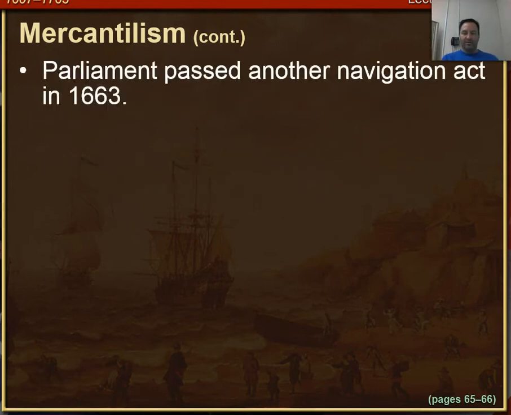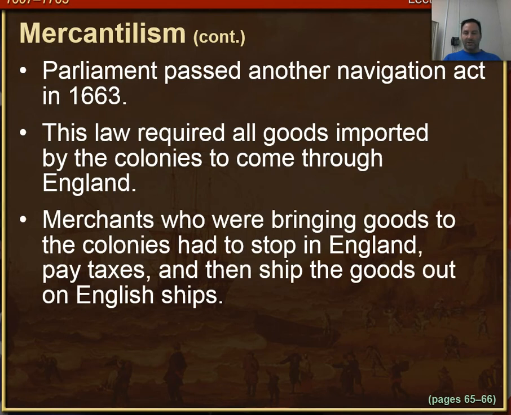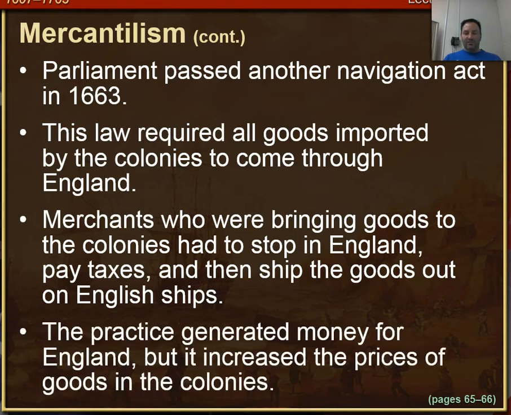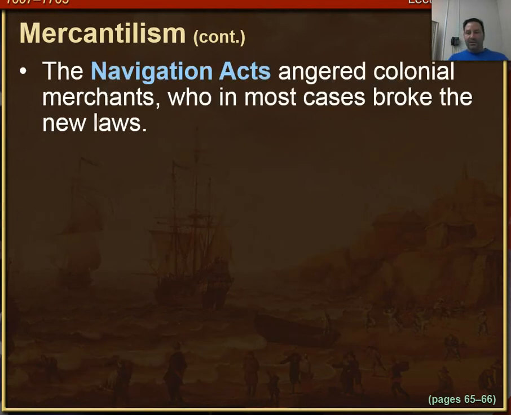Parliament passed another Navigation Act in 1663. The law required all goods imported by the colonies to come through England. Merchants who were bringing goods to the colonies had to stop in England, pay taxes, and then ship the goods out on English ships. The practice generated money for England, but it increased the prices of goods in the colonies. The Navigation Acts angered colonial merchants, who in most cases broke the new laws.